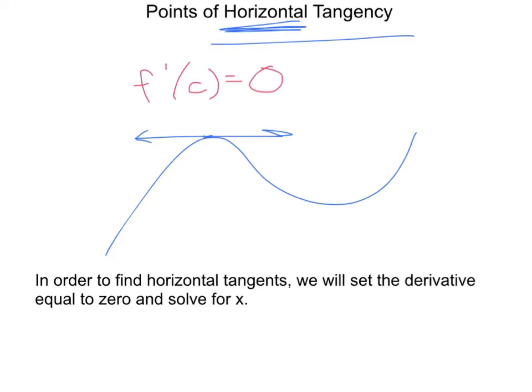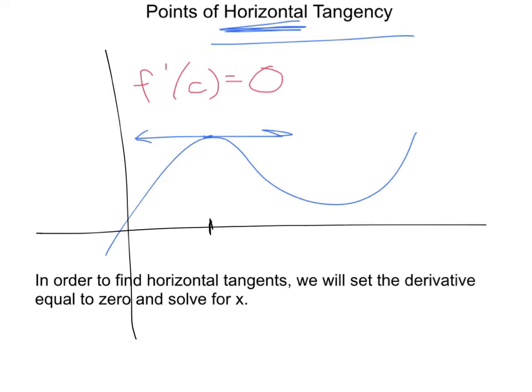Now, it's also worth mentioning that when we set the derivative equal to 0 and solve for x, all that finds for us is the x value. So if I had axes here, doing that is only going to find me what this x value is. If I want to know the point of horizontal tangency, I'll need not only this x value, but also f of x. I'll need to plug that back into the original function to find the y-coordinate of the point of horizontal tangency.